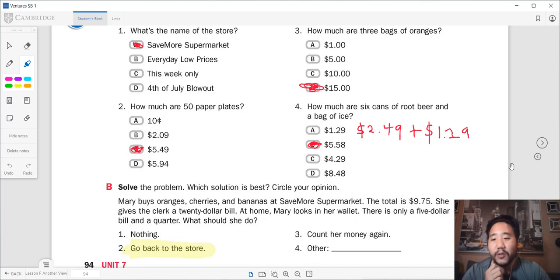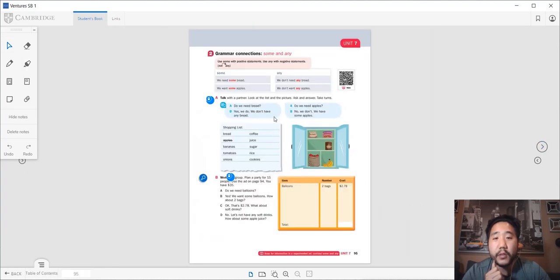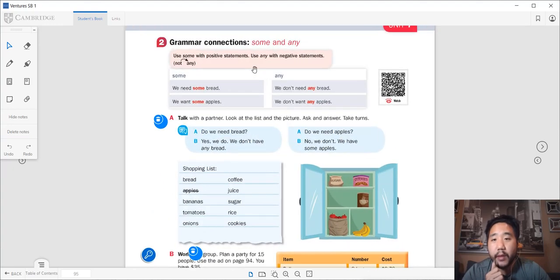Okay, we're gonna go to page 95 now. Since we're done with this part, page 95, exercise 2. Grammar connections, some and any. Let's read this. Use some with positive statements. Use any with negative statements.